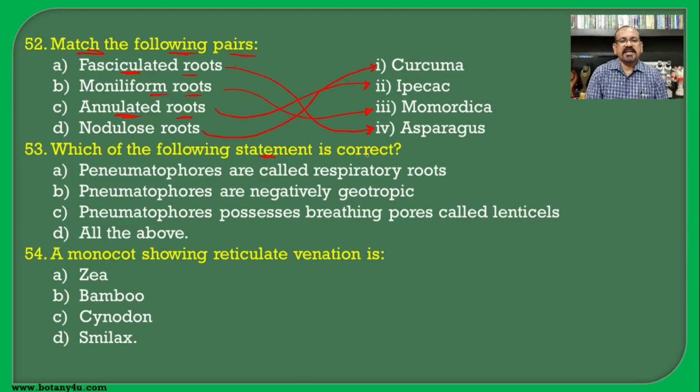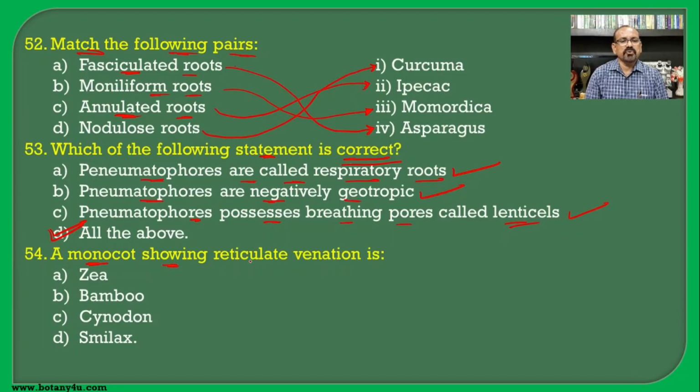Then which of the following statements is correct? That the pneumatophores are called the respiratory root, that is the correct one, because they are growing negatively geotropic to absorb the oxygen, as they are growing in the marshy places which are devoid of oxygen. Pneumatophores are negatively geotropic. This is also the correct one. They are growing away from the soil. Then pneumatophores possess breathing pores, that is known as the lenticels, that we have seen in earlier questions, and it is also the correct one, and hence all the above become the answer for this question.